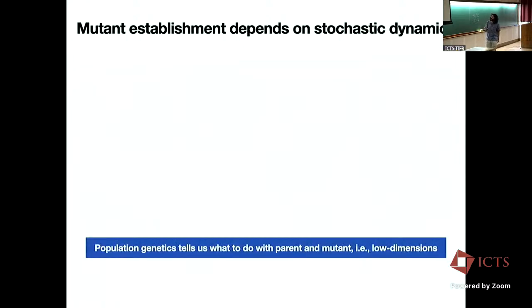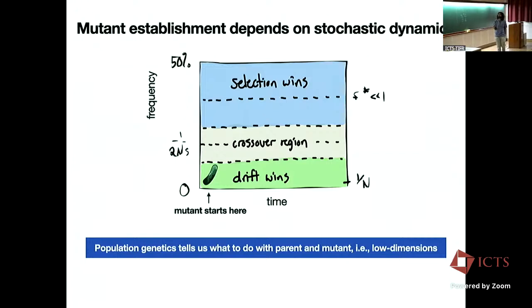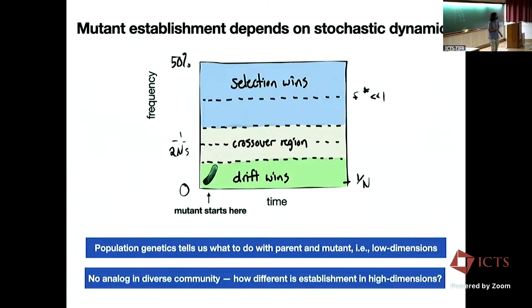Okay, so the point that I was trying to make is that population genetics tells us really what to do when there's just a parent and a mutant, that is the low dimensional counterpart. And this is the kind of picture that we have. But what we don't have is the analog of what happens when this parent and mutant are embedded, instead of just being in a population by themselves, in a diverse community. And so you can ask the same question of how different you expect this idea of establishment to be when now they're present in a community. You can already see that it's not obvious, because this idea of selection now itself depends on the community, because you would expect the mutant and the parent to interact not just with each other, but also with the broader community that exists.